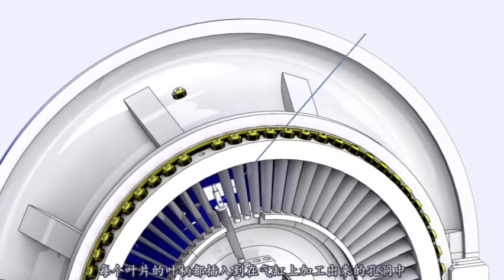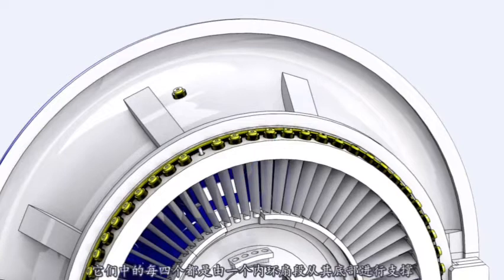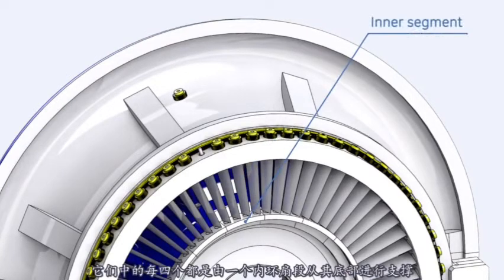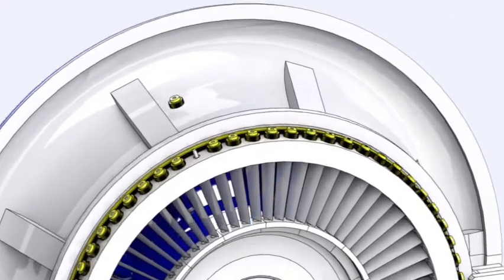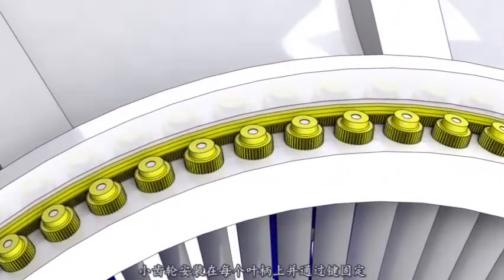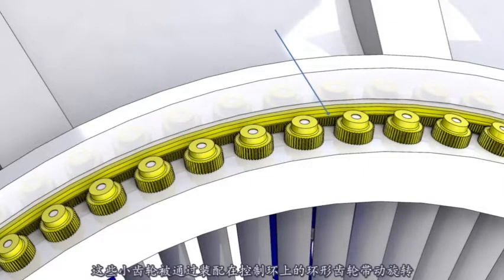Each blade stem is inserted into a hole machined on the inlet casing. Each 4 of them are supported from below by one inner segment. A pinion gear is installed to each blade stem and is keyed into position. These pinions are rotated by a ring gear, which is assembled to the control ring.